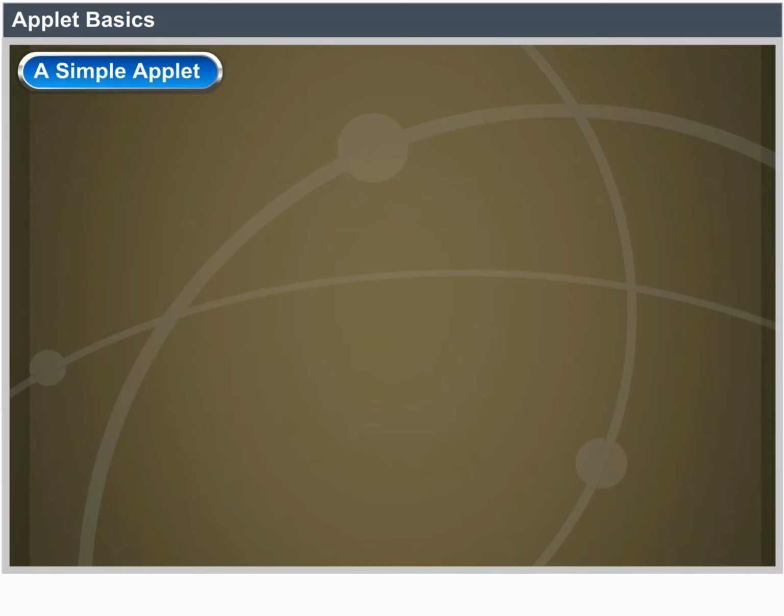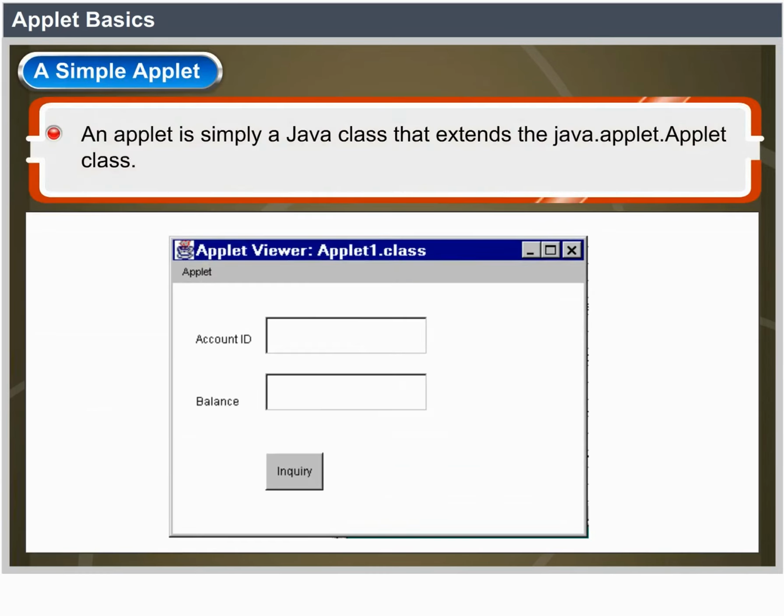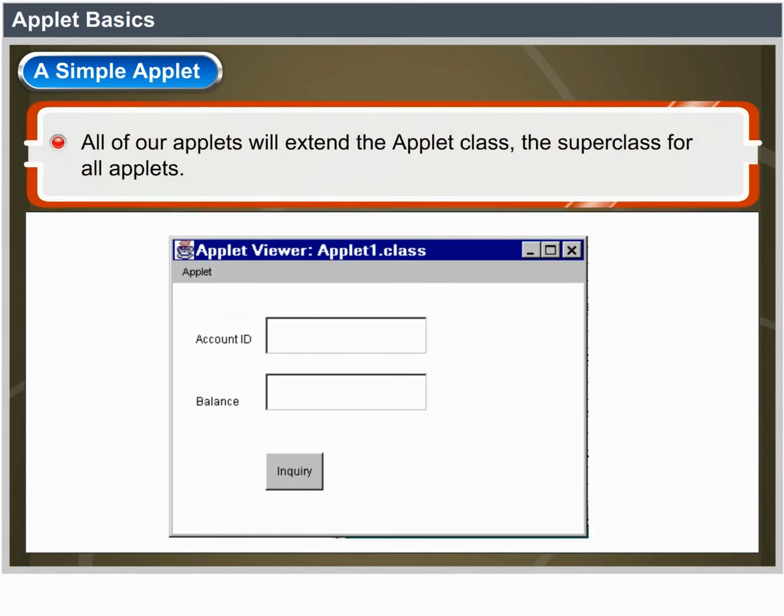A simple applet. An applet is simply a Java class that extends the java.applet.Applet class. All of our applets will extend the Applet class, the superclass for all applets.